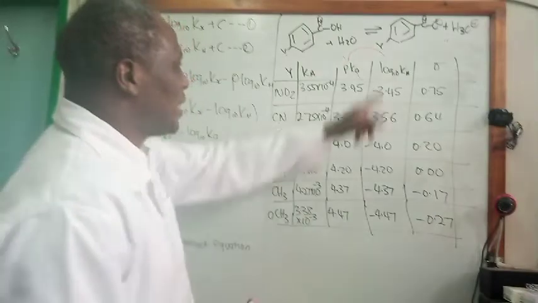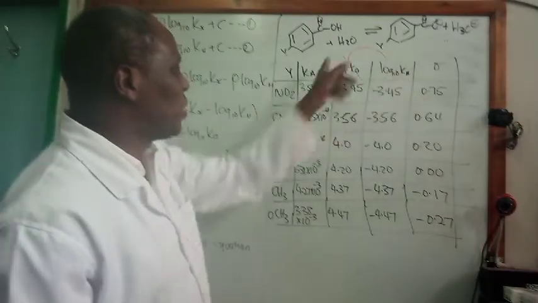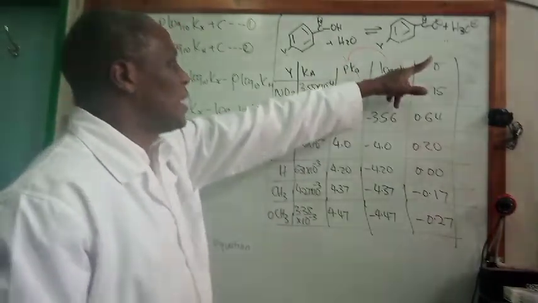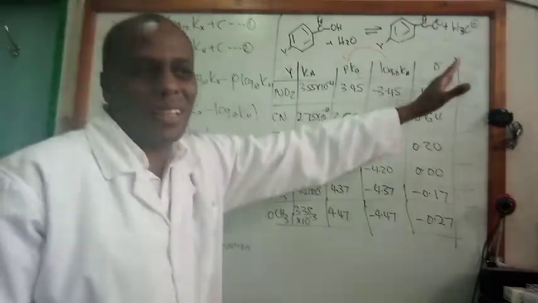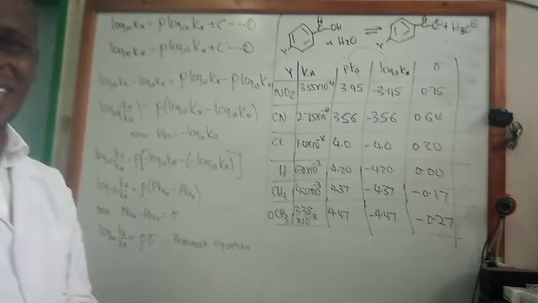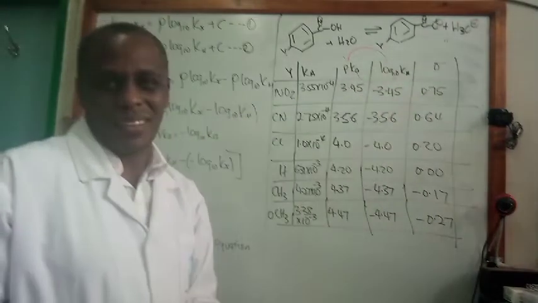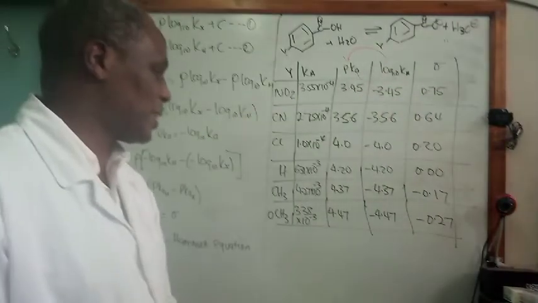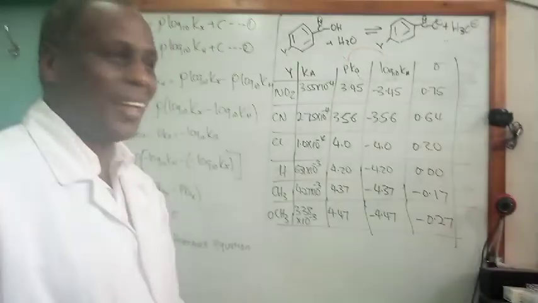So once again, you can put this log base 10 of Ka on this other column, and then the pK, because the pK will be the one which will be giving the sigma values. Can you see that? Which will be giving what? Which will be giving the sigma values. Are you okay with that?